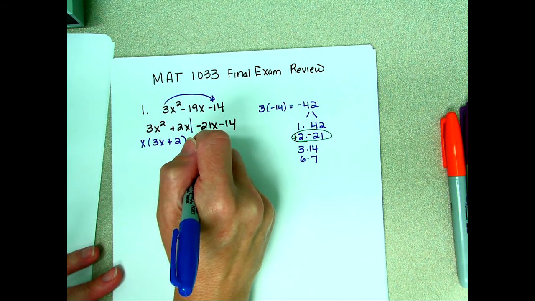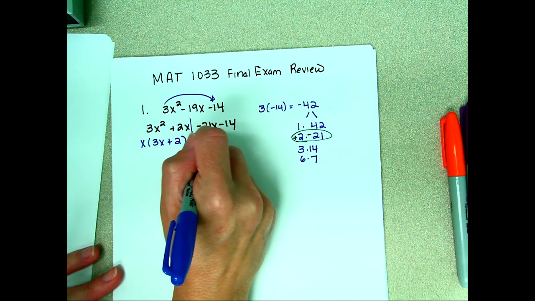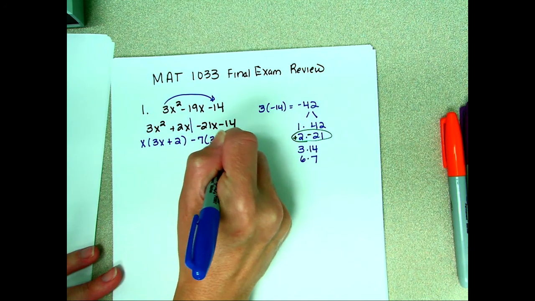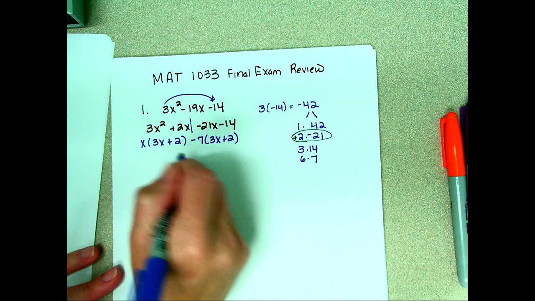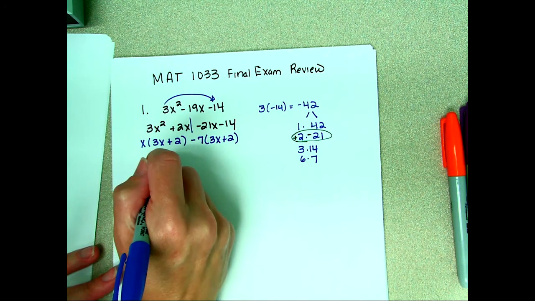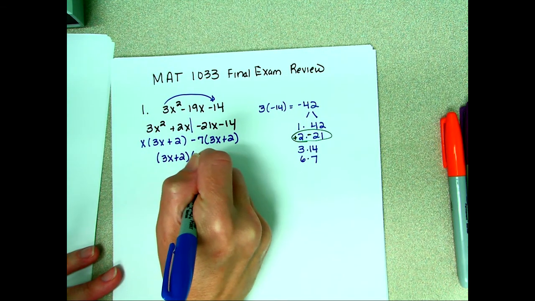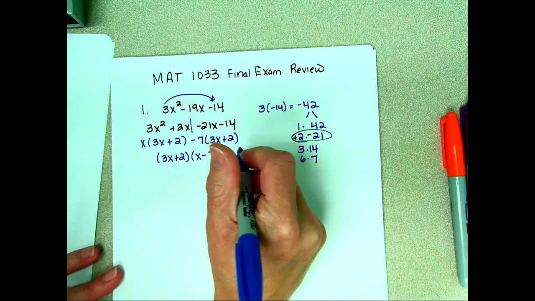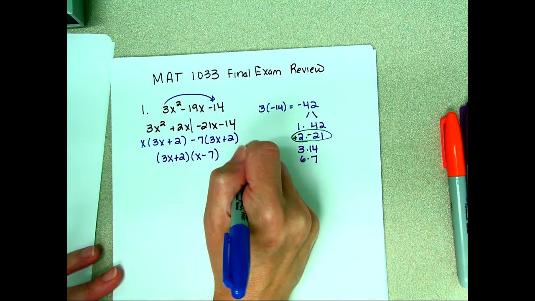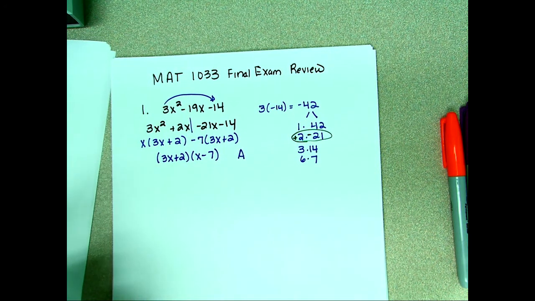On the right, we have a greatest common factor of negative 7: negative 7 times 3x plus 2. Now we have a greatest common factor of 3x plus 2, multiplied by x minus 7. The answer for number 1 is A.